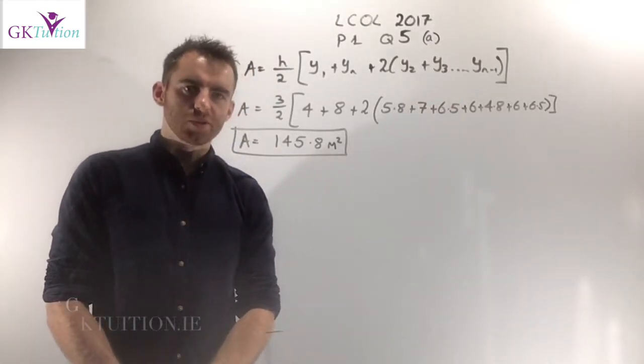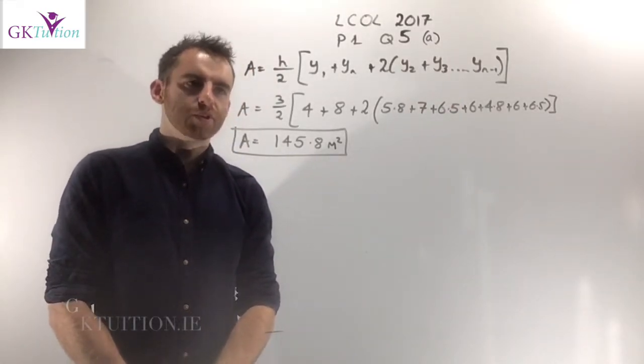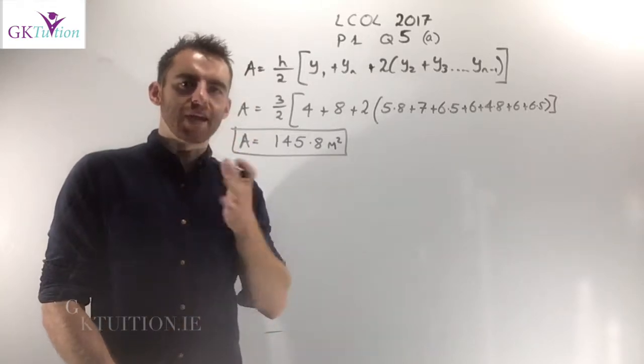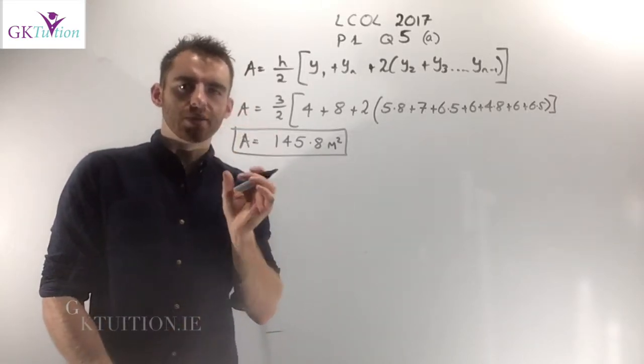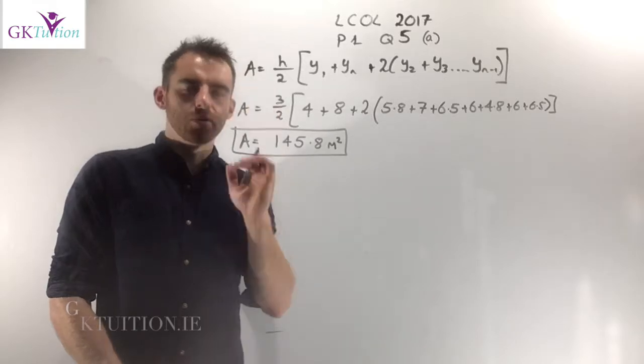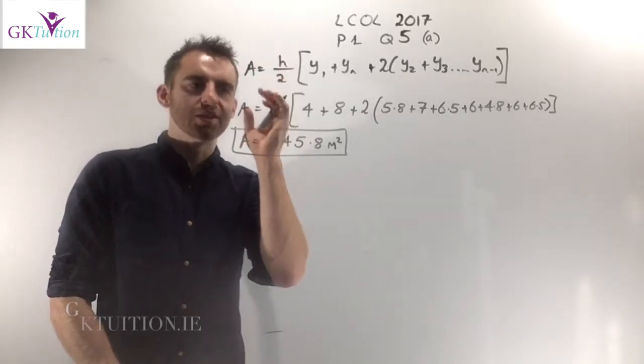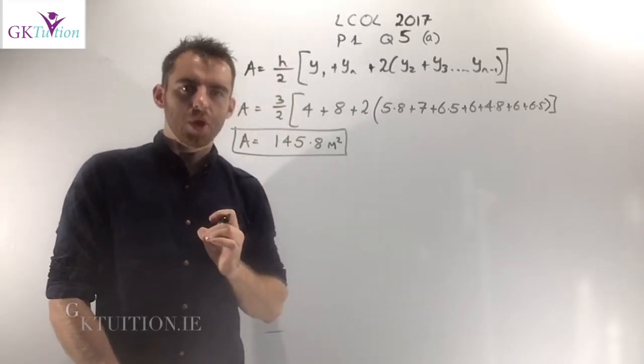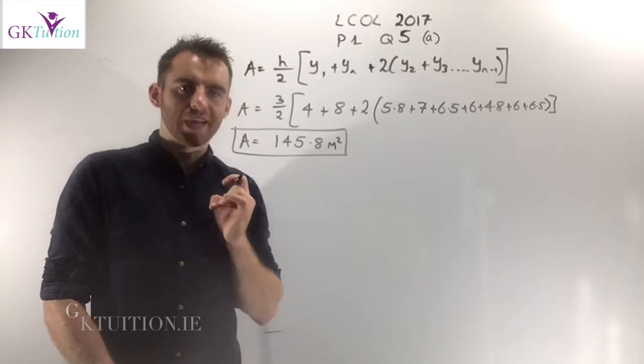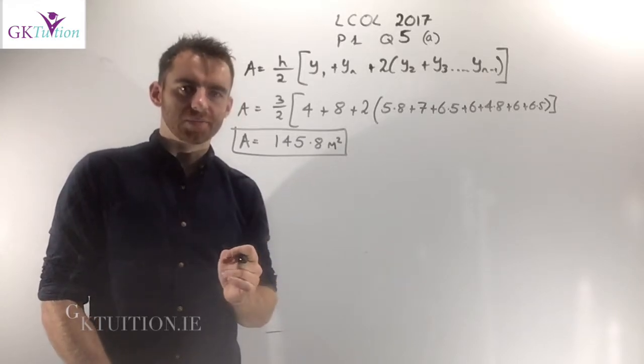In the first part of this question we're given a field, and we're told that the field is divided into 8 separate sections, each of width 3 meters, and the height or the length of each one of these sections has been marked in on the diagram. We're asked to use the trapezoidal rule to estimate the area of the field.